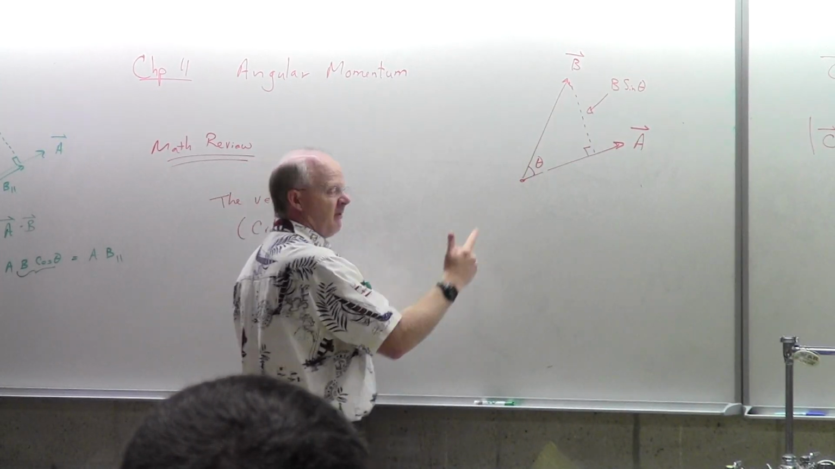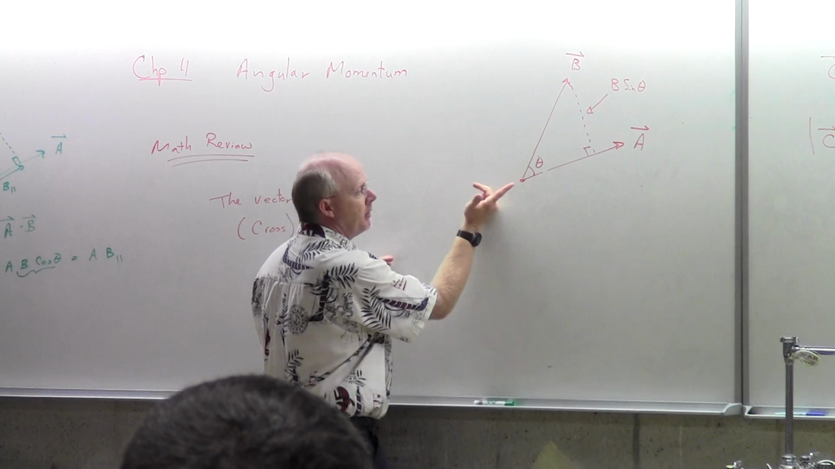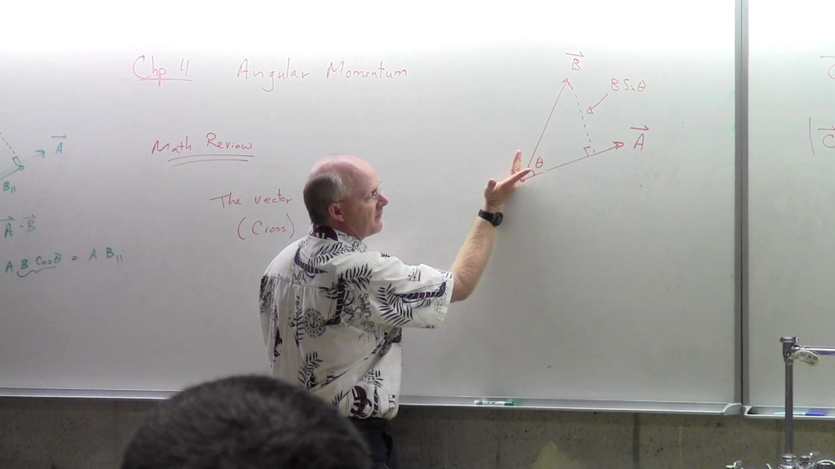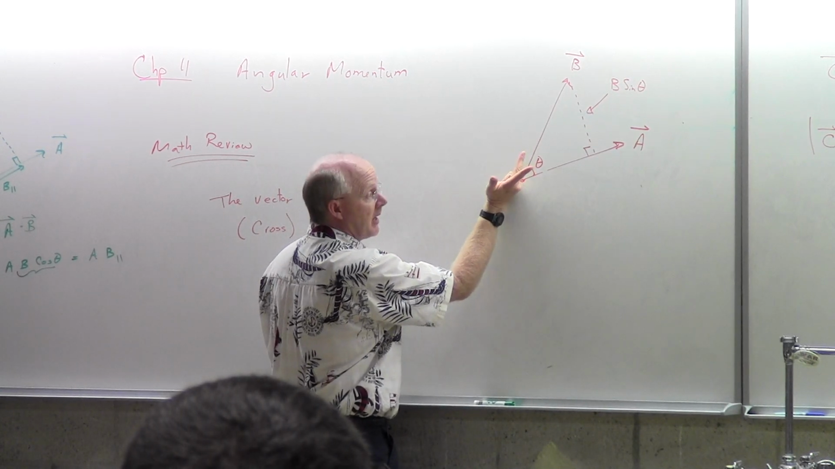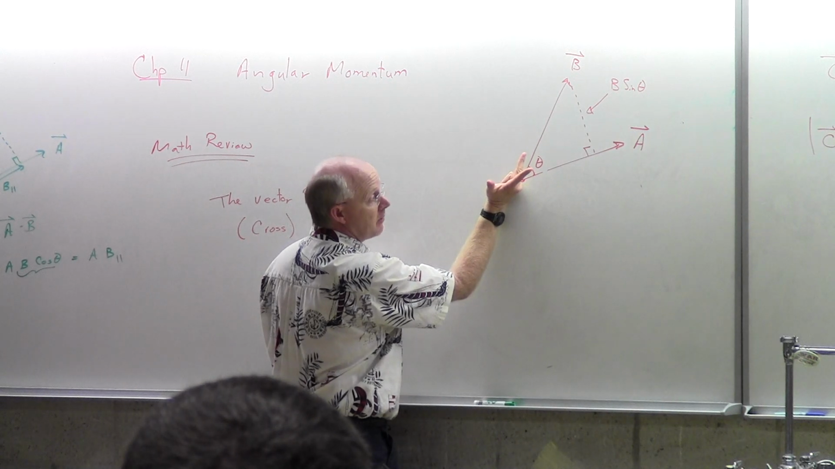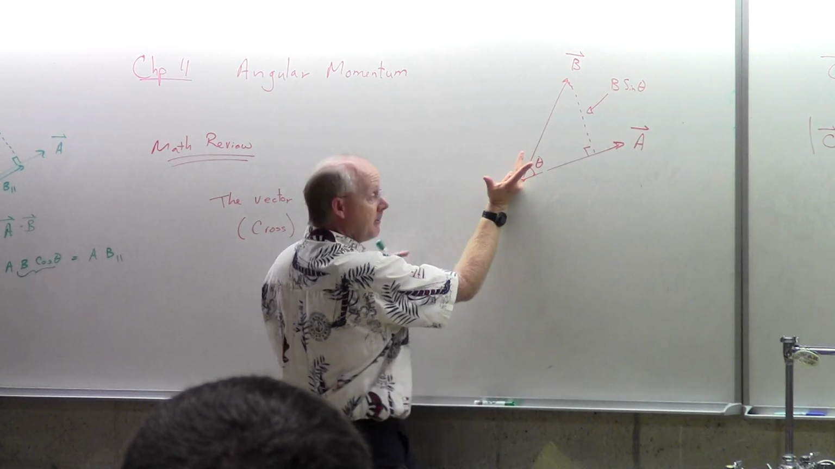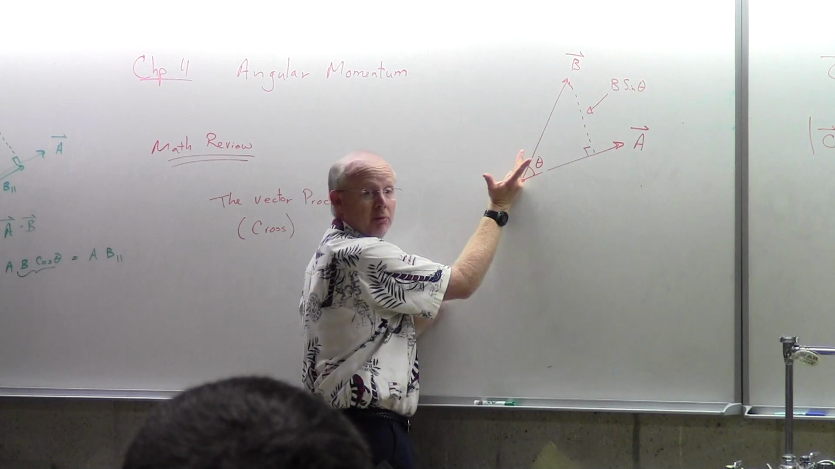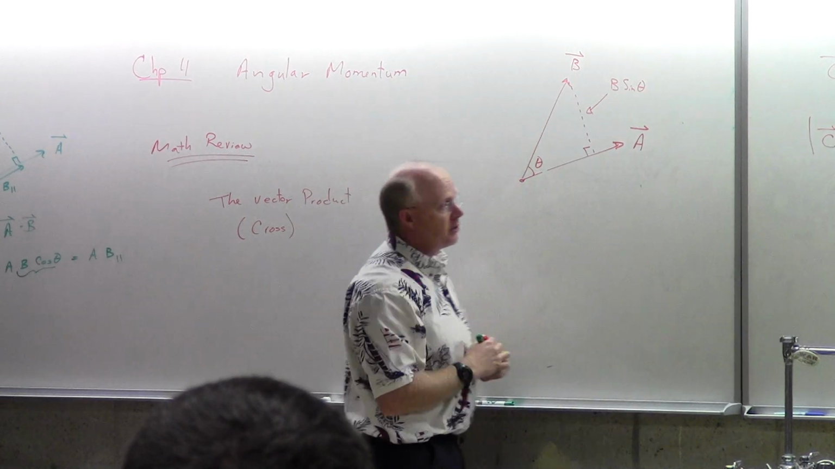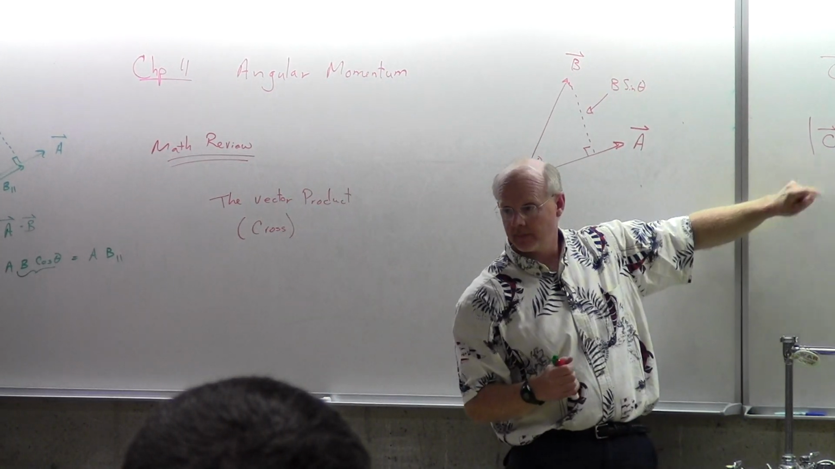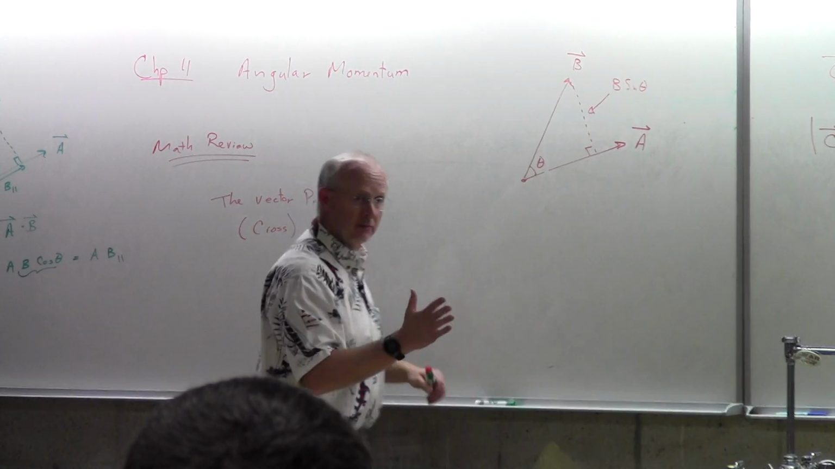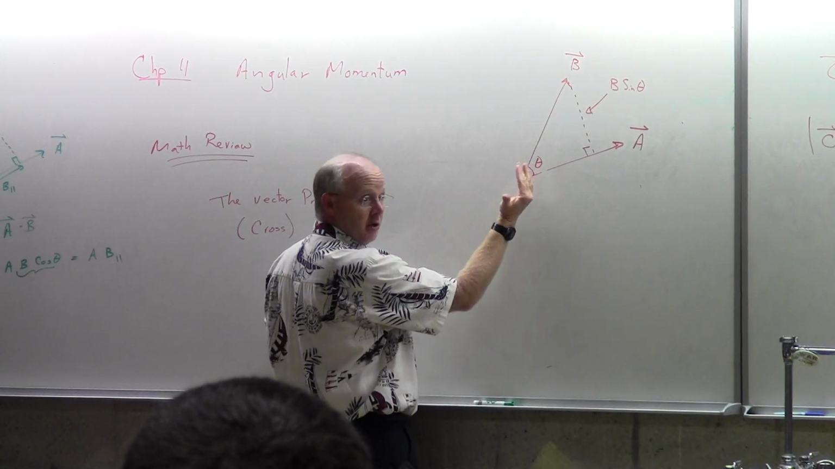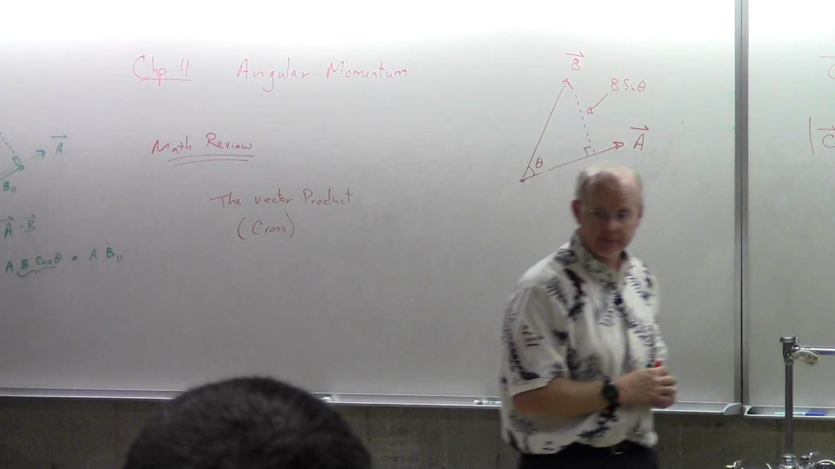Some people prefer just to make their fingers do that. And they go, okay, instead of closing my whole hand, I'll just put my first finger in the direction of the first one and my second finger in the direction of the second one. Okay, if you prefer that, that works. But the bottom line is, look at your thumb. Which way is your thumb pointing? That's the direction of C. Okay? So, fingers in the direction of A, closed towards B. Which direction is my thumb?